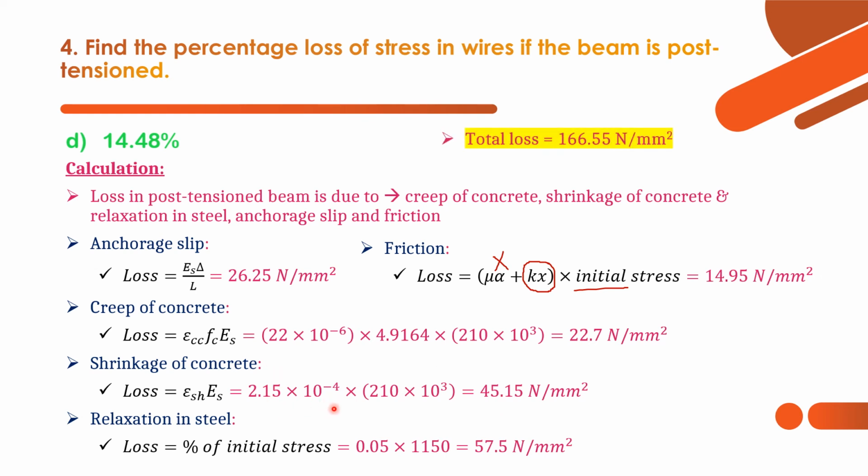So upon adding all the losses, we get total losses of 166.55 Newton per mm square. So what is the percentage loss? 166.55 divided by 1150. That gives the answer as 14.48%. So we have seen percentage loss in case of pre-tension and percentage loss in case of post-tension by using the same data. So these are the important things regarding losses in pre-stress. Now we shall move on to the next question.